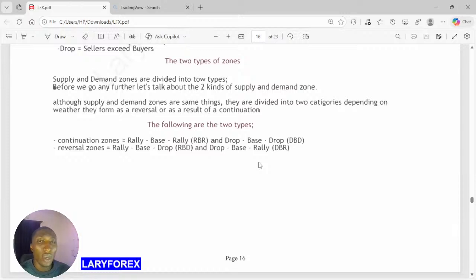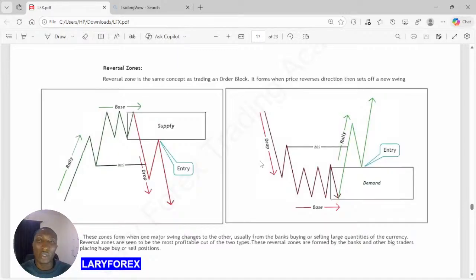But the reversal zone is the opposite. In reversal zones, we have rally base drop and drop base rally. What does that mean? An expansion of a bullish market, then a consolidation or sideways movement, that's the base, and then a drop. So with the explanation, this is what it looks like on the diagram.